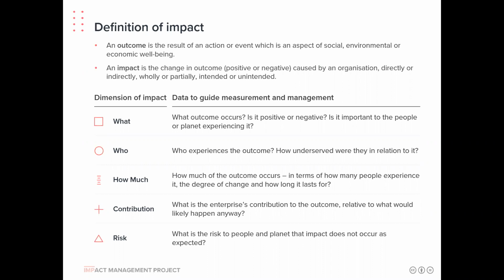And then an impact would be the change in that outcome caused by an organization. And that caused by an organization is what allows you to look at the counterfactual. And then the important caveat was that change is direct or indirect, whole or partial, intended or unintended. That's just clarity to prevent people thinking that your impact is only what you intend, for example.